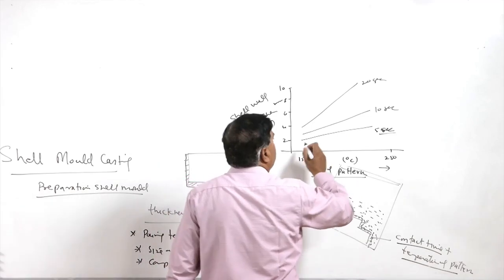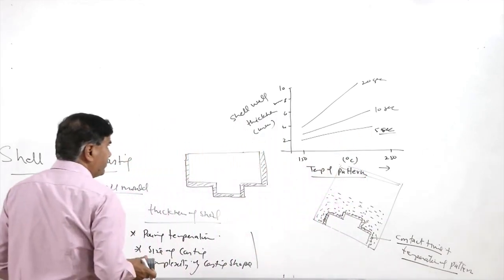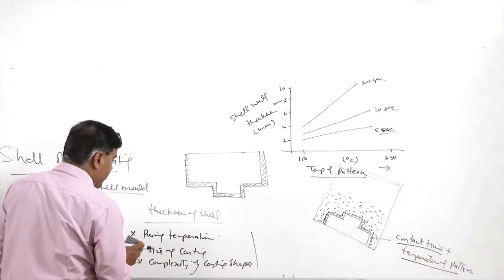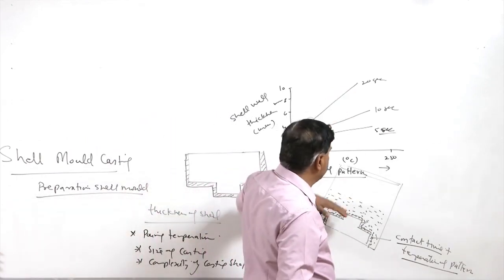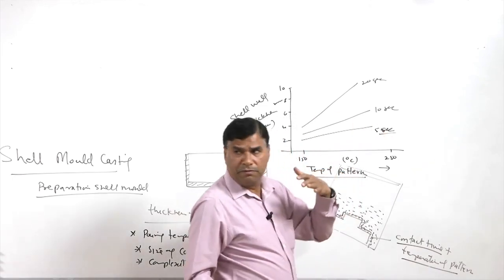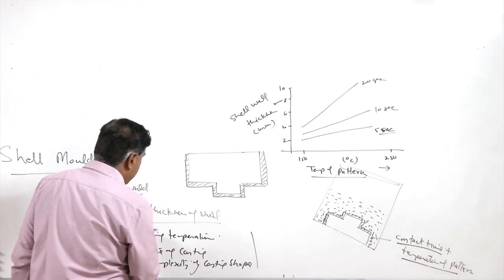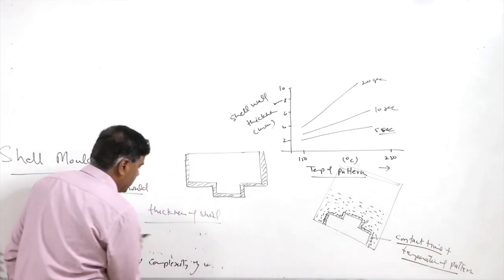And similarly, when it gets longer time, the increase in the shell thickness with the increase in the contact time is due to the increased availability of time for which heat will be transferred from the pattern to the sand mixture, so that more of the sand mixture will be getting attached to the pattern, which in turn will be increasing the thickness of the shell.